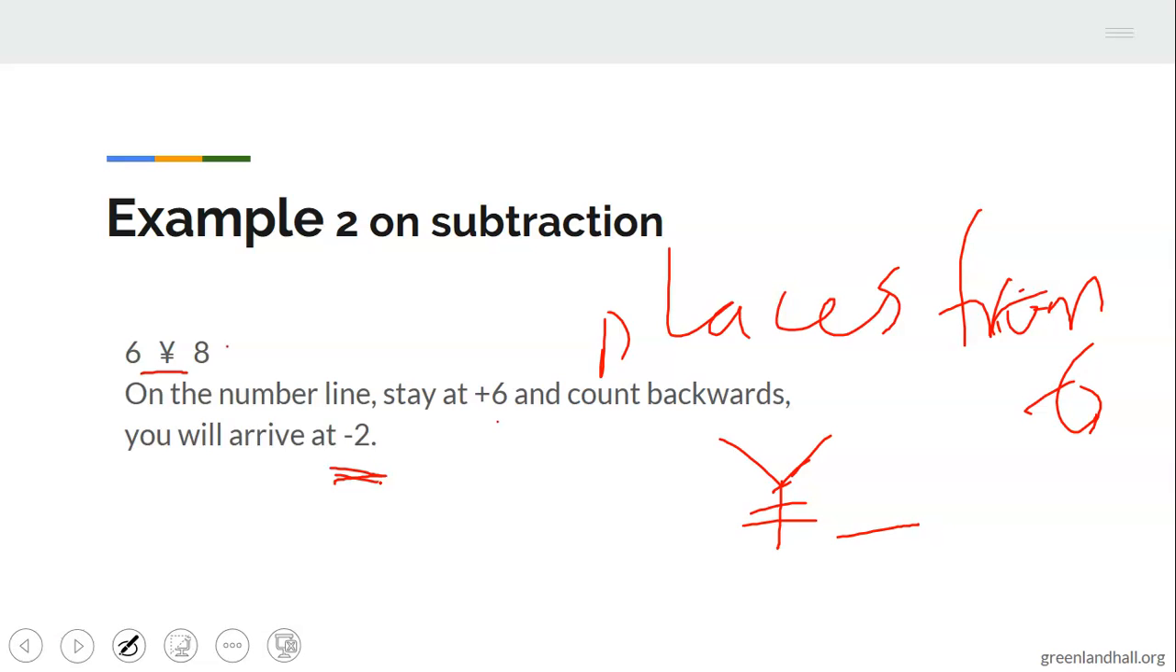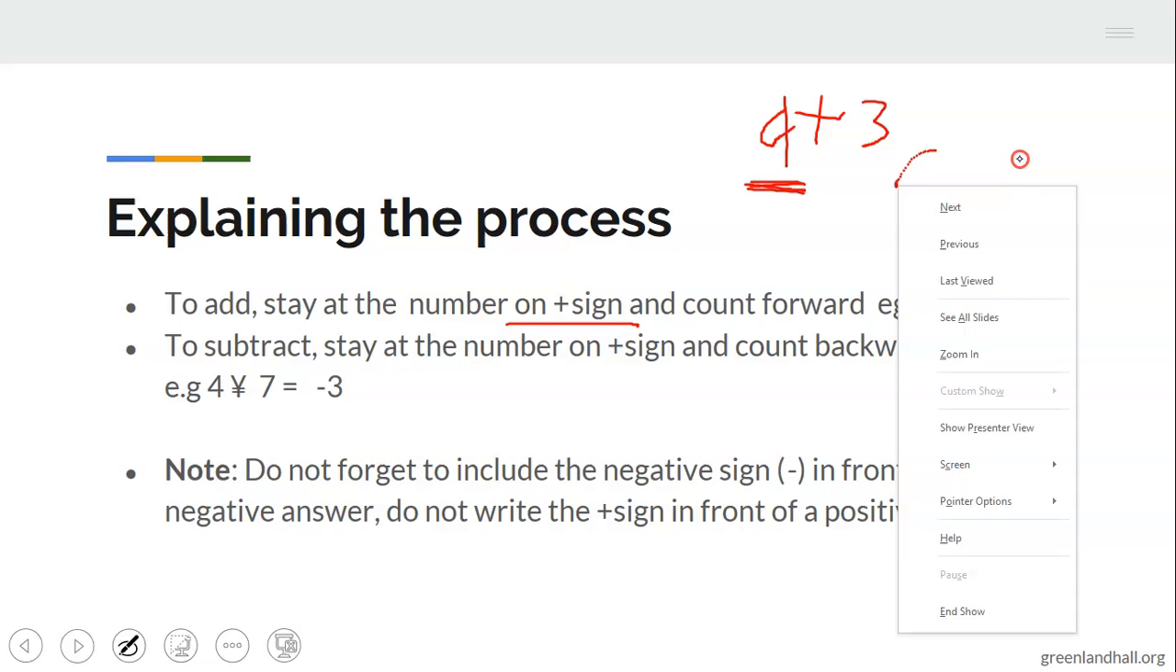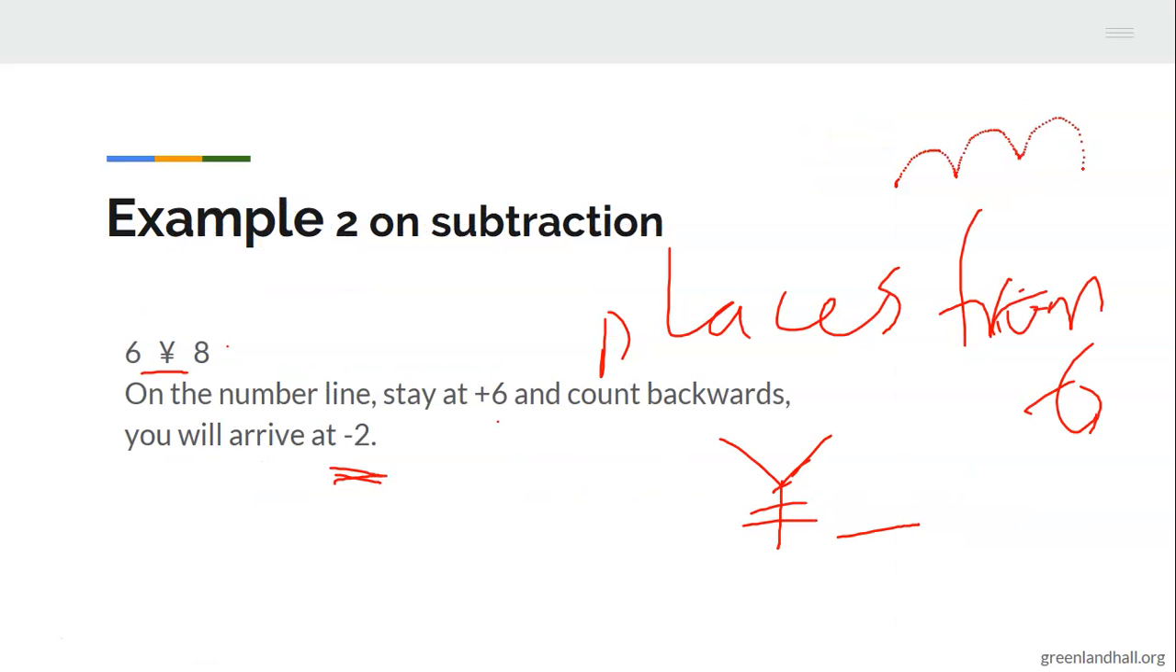It's as simple as ABC. If you are adding, you move forward. If you are subtracting, you move backward, and you get your answer. It's not very difficult. Let me just explain the process once again. To add, stay at the point on the plus side of whatever you want to add. Suppose you want to add 9 plus 3. Stay on the 9 point on the plus side and count forward 3 places.